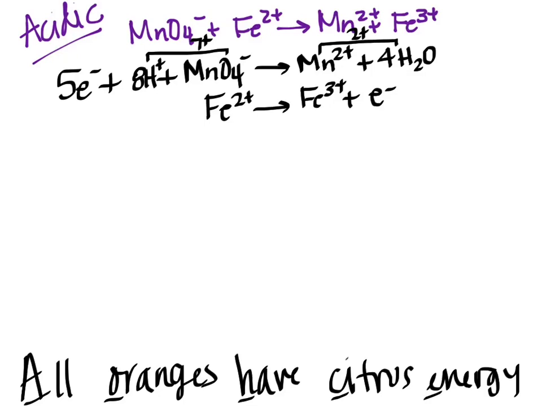Now, when I do this, redox is a transfer of electrons. So the amount of electrons being transferred has to be the same. So if I have 5 electrons on the reactant side and 1 on the product side, I've got to get those to be the same. So I am going to multiply the whole half reaction by 5. When I multiply it by 5, now I have 5 Fes here, and 5 electrons.